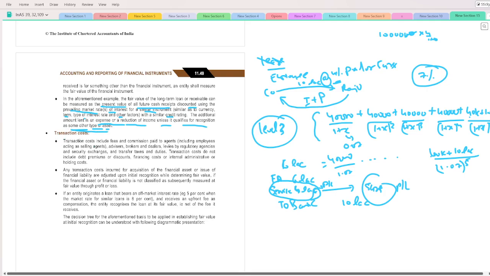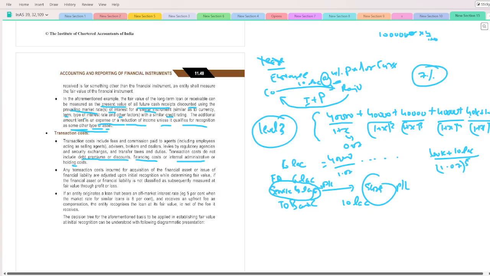Okay, so the transaction cost, this again will come in the picture form. Okay, so again we will be revising it there also. Just bear with me. So the transaction cost includes the fees and commission paid to agents. So this is the definition of the transaction cost here. The transaction costs do not include debt premium, of course, and the financing cost or internal administration or holding cost. Yeah, just for knowledge purposes.